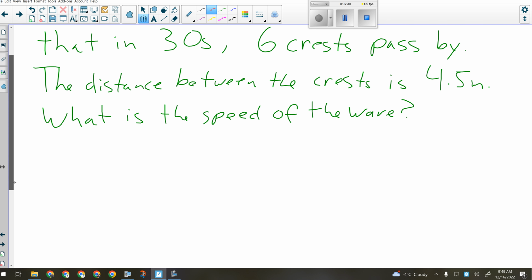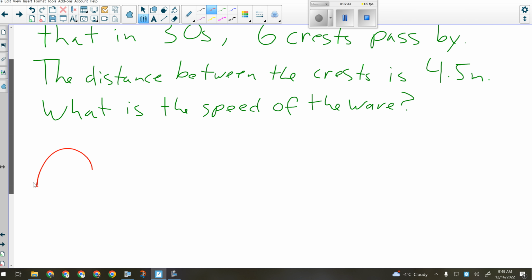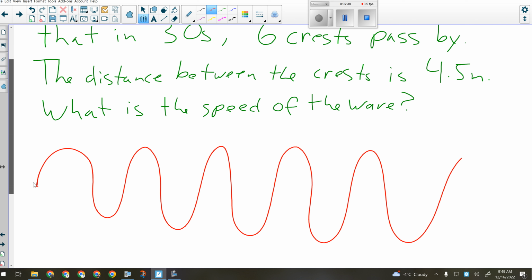Let me diagram it out for you. It says they count 6 crests. So there's 1 crest, 2 crests, 3 crests, 4 crests, 5, 6. Here's where they start counting. First crest. That's 1 complete cycle, 2 complete cycles, 3, 4, 5 complete cycles. There might be 6 crests, but there's only 5 wavelengths going by because the first crest is like 0, and that's where we start counting.